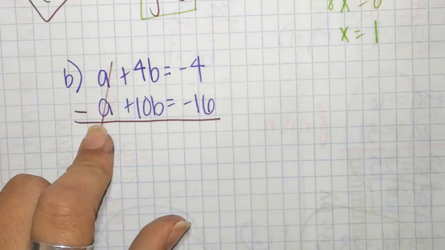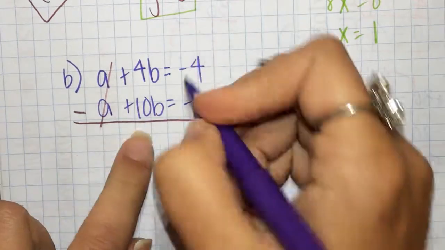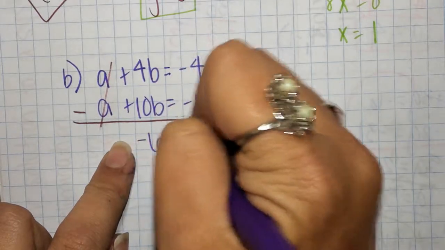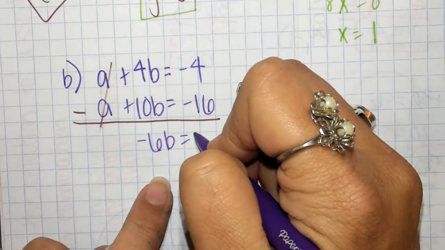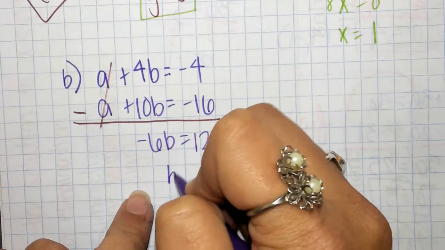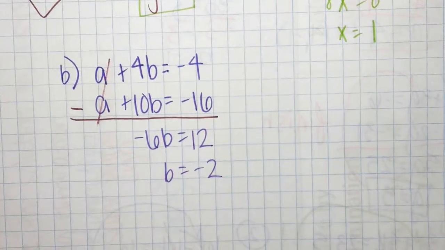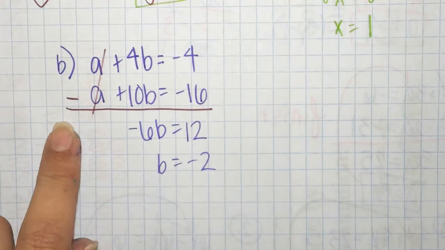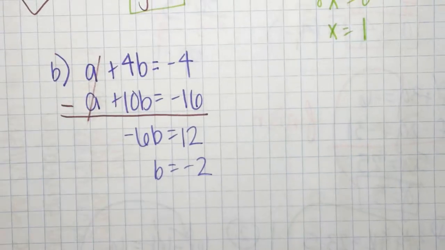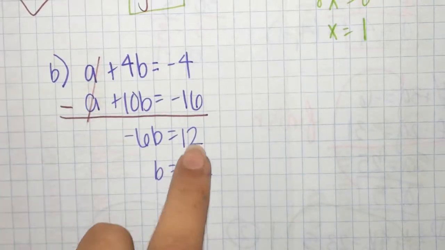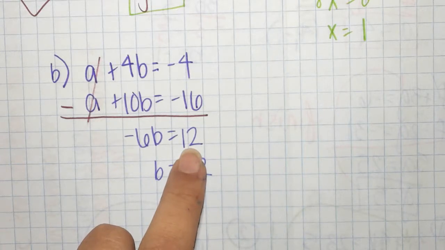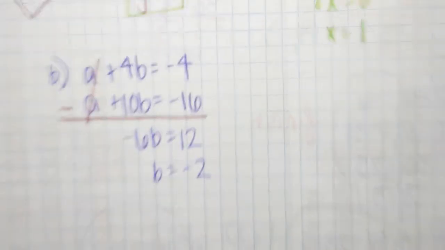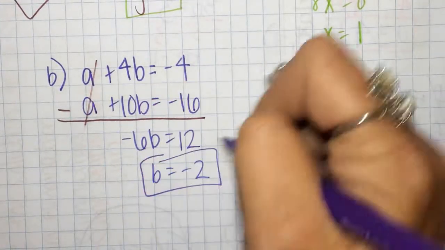Alright, so we eliminate A because they have the same coefficient. 4 minus 10 gave us negative 6B. Negative 4 minus negative 16 gives us 12. Divide by negative 6, so B is negative 2. Now, why did we subtract? Because it's the same sign. Same sign, subtract. And how did I get 12? Negative 4 minus negative 16. You have to watch your signs or it messes up your whole answer.